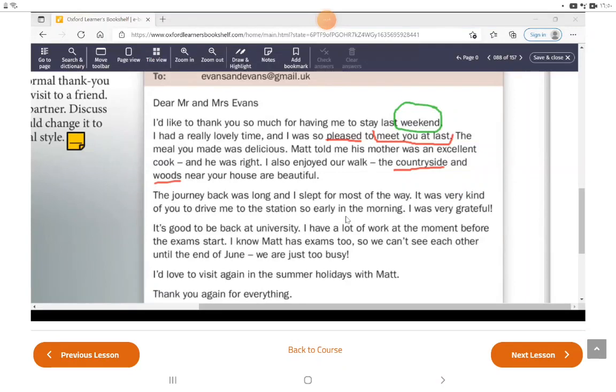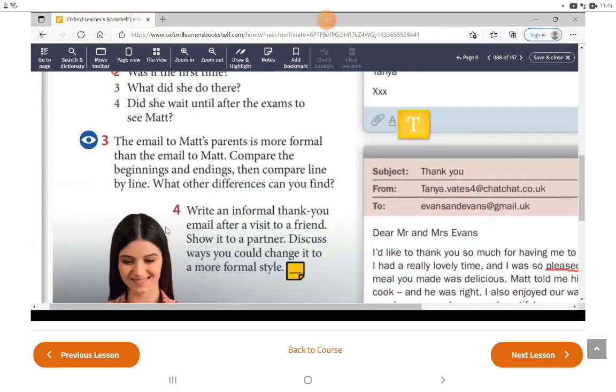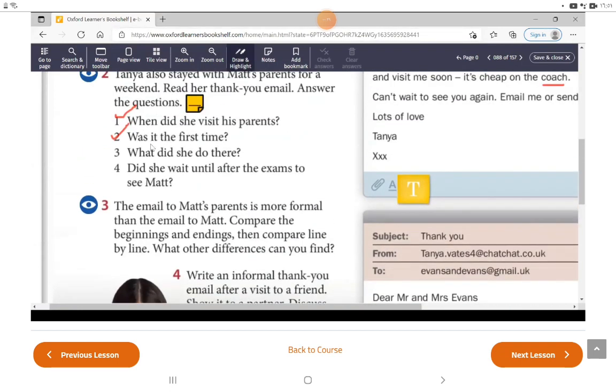She eats a delicious meal, and she enjoyed our walk in the countryside. So she basically ate there, and she also went for a walk, right? Yes, she is interested there. Yes. Good. Excellent. Very good.